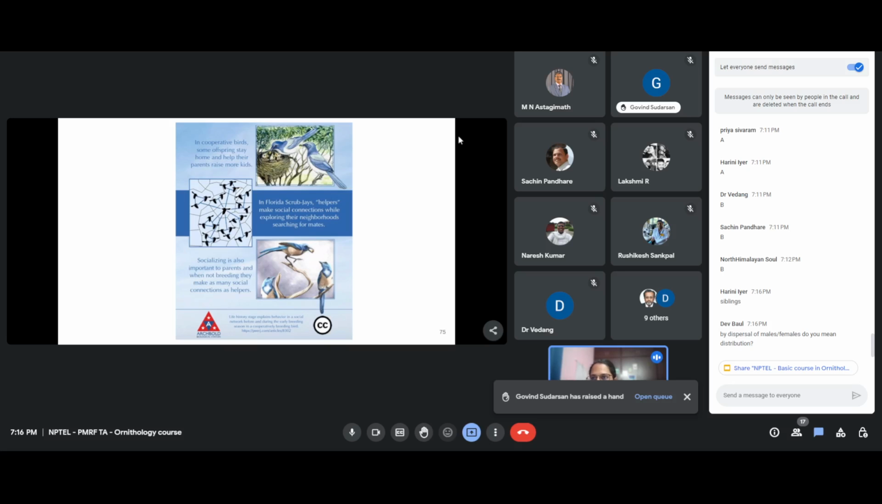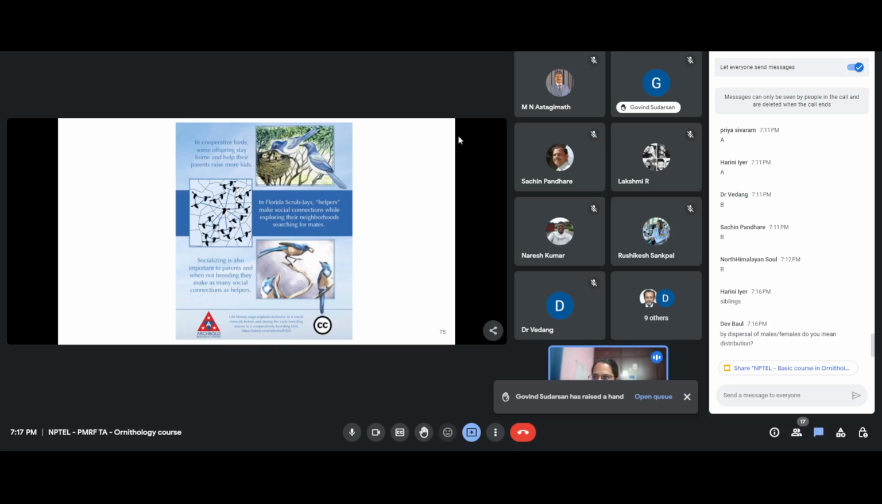Dispersal of males and females, do you mean distribution? Okay, I'll get to that. Let me finish this. So helpers are usually offspring. They can be male offspring as well as female offspring, and as Sachin had also mentioned, they do make social connections because they might have a territory of their own at some point of time, right?